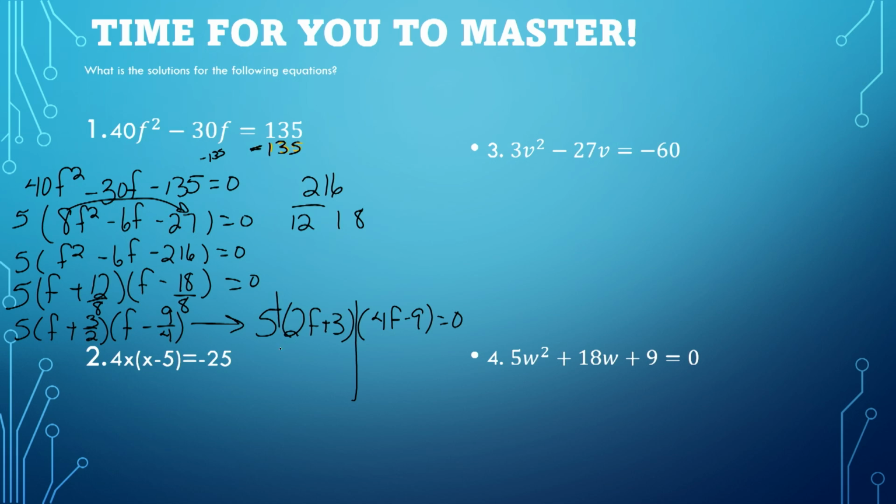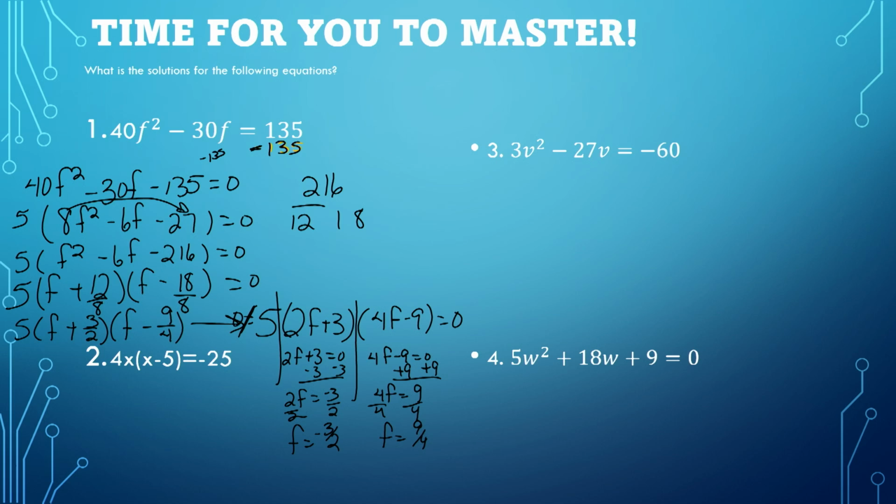So now I need to make all of them equal 0. Well, 5 can never equal 0, so I know that is completely out the way. I'm done with the 5. But I can take 2f plus 3 and equal 0. And then I can take 4f minus 9 and equal 0. Getting my f by itself with opposite operation, f equals a negative 3 over 2 here. Opposite operation on this side to get my f by itself, f equals 9 over 4.